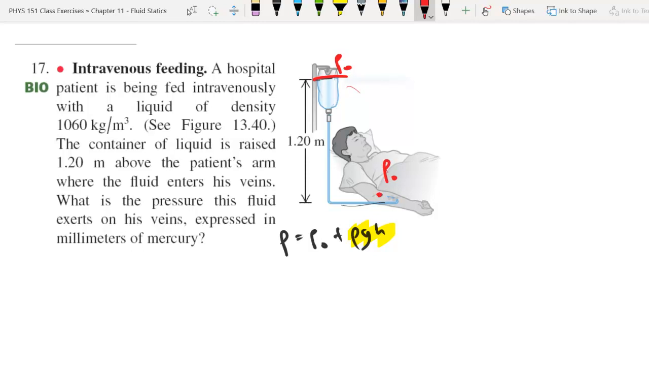When you look at the pressure difference, the pressure in here is going to be P naught plus rho gh, and then I subtract out the pressure in his arm, because I'm really looking for the net pressure on his veins, not the absolute pressure. So I'll subtract out a P naught, right? And I'll just have rho gh. Because the top up here is at atmospheric pressure, and his arm is also at atmospheric pressure.